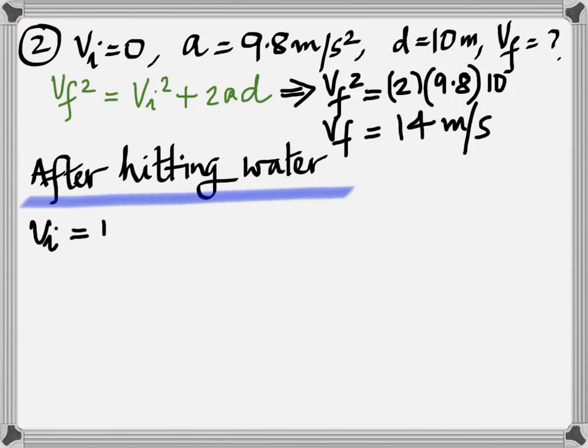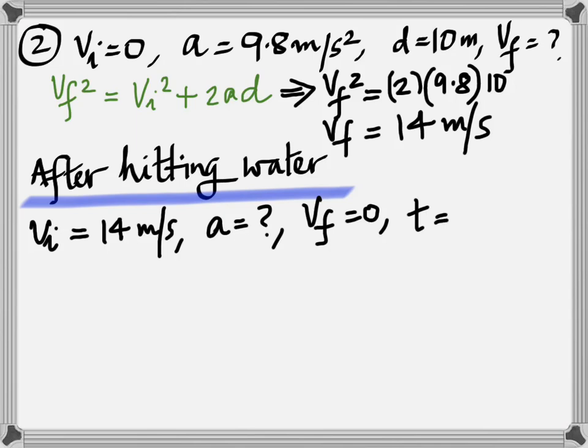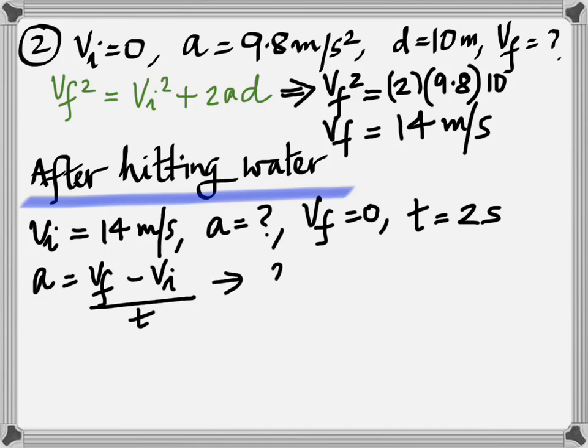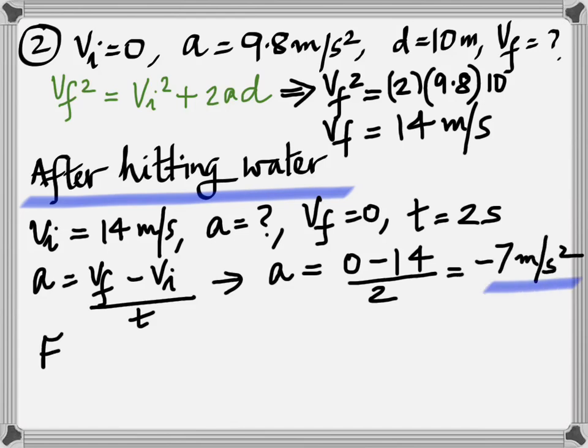So v_i is 14 meters per second. Find a. v_f is 0 and t is 2 seconds. Find the acceleration. Get it as -7. And remember that you could find the net force, not the force exerted by the water.